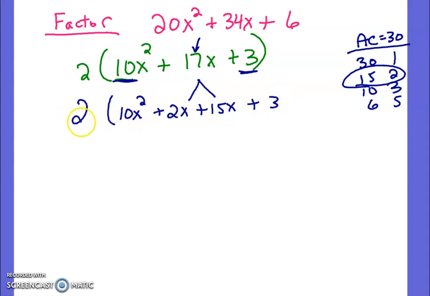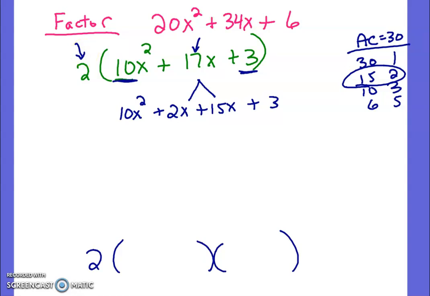And again, you still have the 2 outside. So I'm going to remember that later. I'm just not going to write it right now. So at the very end answer, I'm going to have a 2 out here. Okay, so just don't forget the 2. That was the original GCF, and so that is part of the problem. So let me just focus on factoring this.